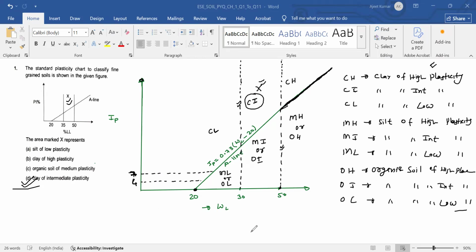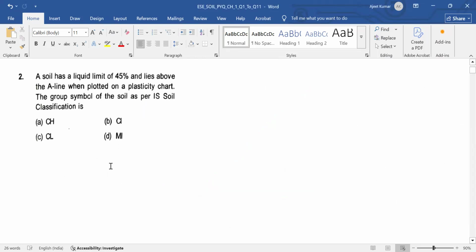Okay? So the next question is question number 2. Question number 2 says a soil has a liquid limit of 45% and lies above the A line plotted on the plasticity chart.